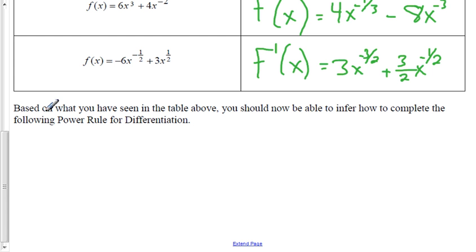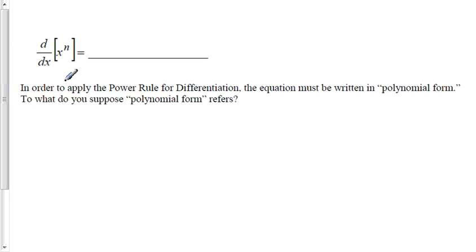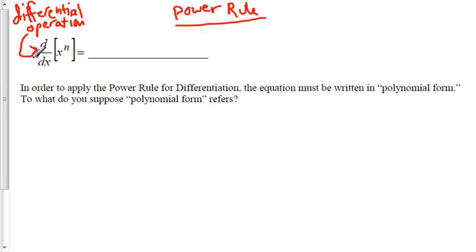On the bottom there it just says, based on what you've seen in the table above, you should now be able to infer how to complete the following power rule for differentiation. So this is the power rule. What we have here is d dx, our differential operation. We've been talking about f prime of x, and this is another way of writing it, d dx, the differential operation.